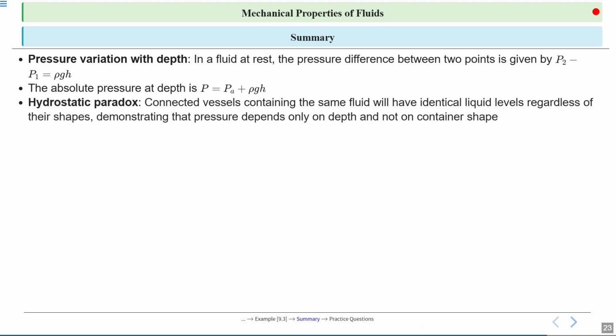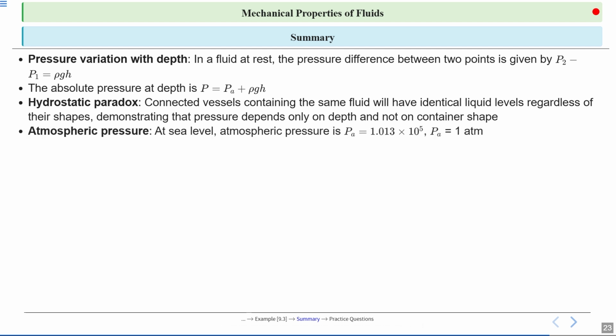And hydrostatic paradox. This is very important. Connected vessels containing the same fluid will have identical liquid levels regardless of their shapes, demonstrating that pressure depends only on depth, not on the container shape. Atmospheric pressure: at sea level, atmospheric pressure is Pa equal to 1.013 into 10 raised to the power 5 Pascal, and Pa equal to 1 atm.